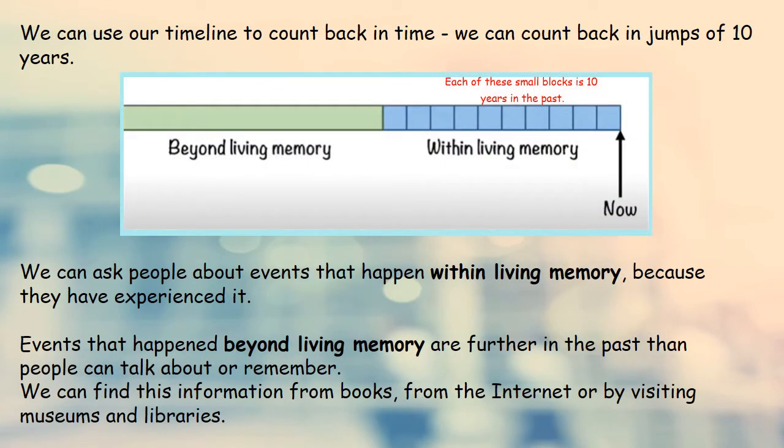We can use our timeline to count back in time. We can count back in jumps of 10 years. We can ask people about events that happen within living memory because they have experienced it. Events that happened beyond living memory are further in the past than people can talk about or remember. We can find this information from books, from the internet, or by visiting museums and libraries.